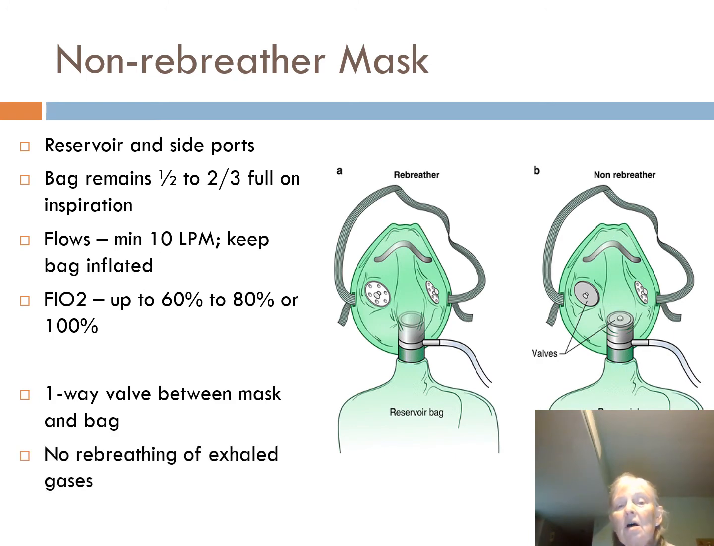So this is the non-rebreather. This is probably the second most common device you're going to see behind the nasal cannula. And when you look at these two, and it's really kind of a cool picture, this is the partial rebreather. And if you notice, there's nothing here. This is open. That's why that first third of the exhale gas can go into the bag.